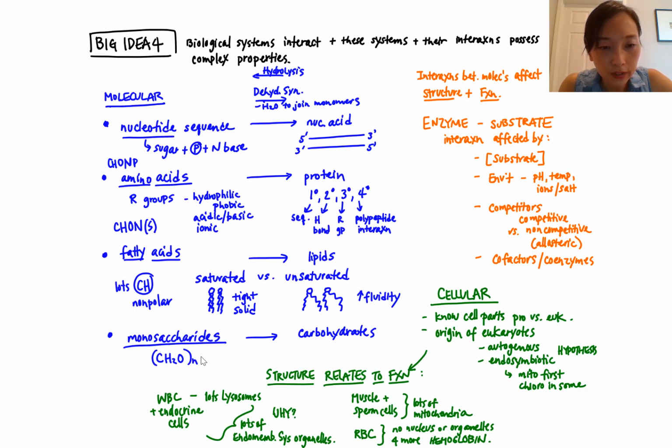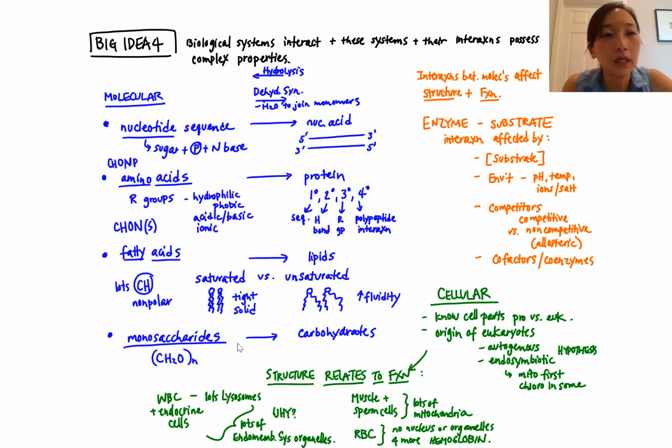Monosaccharides are your sugars. They join to form carbohydrates, and typically you have them in this ratio: carbon, hydrogen, oxygen. Glucose, for example, is a monosaccharide. And you can string glucose together, and based on the way that you string them together, you can have your starches, or you can have your glycogen, or your cellulose.